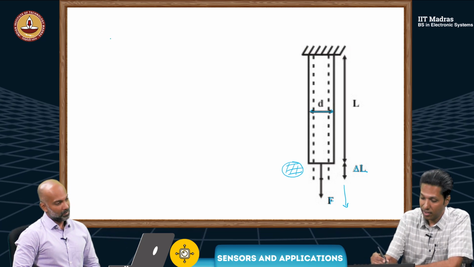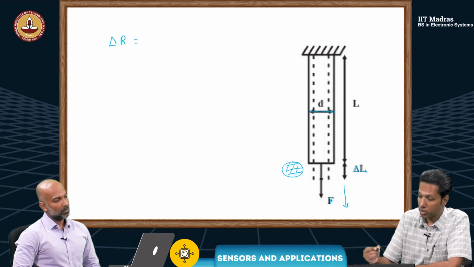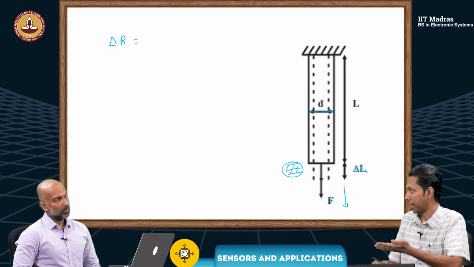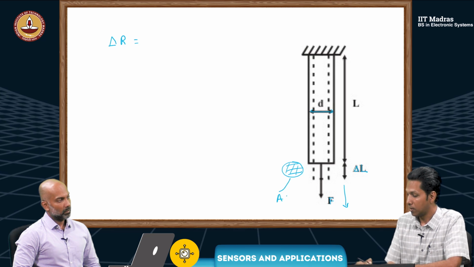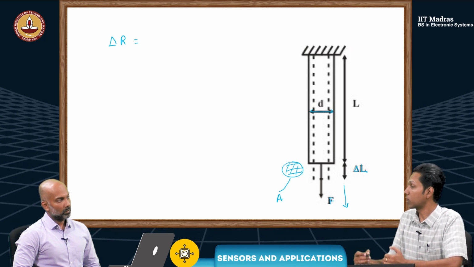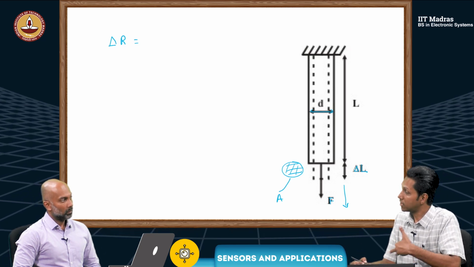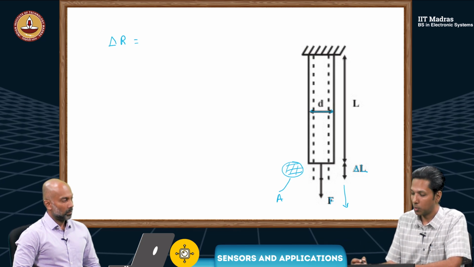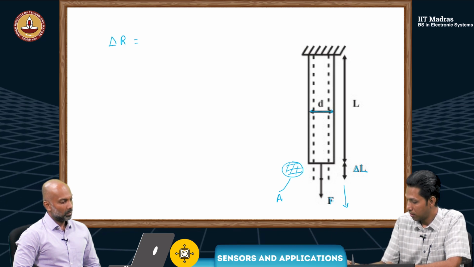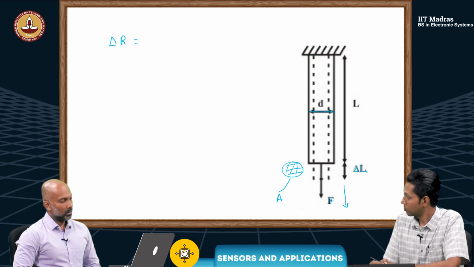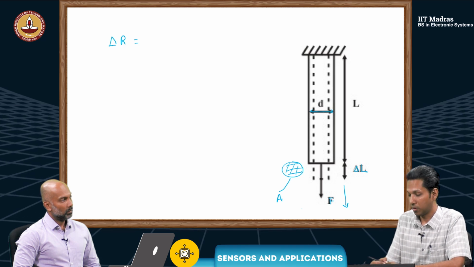So this delta R, the change in the resistance, will be contributed by the change in the length, the change in the cross-section area, and even when it undergoes dimensional change, it may get compressed or elongated and so on. So the resistivity may also change. So it will be a function of area, length, and resistivity. If I want to mathematically represent this, I may have to use some partial differential equation.